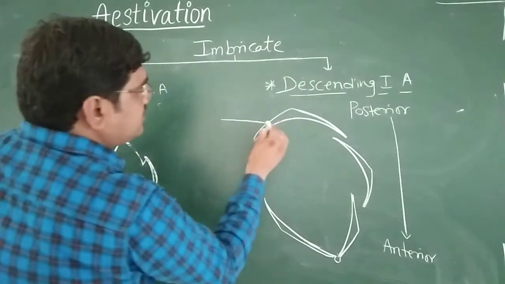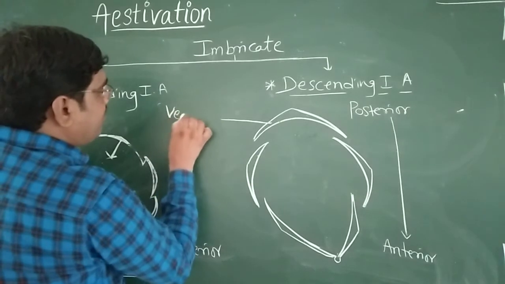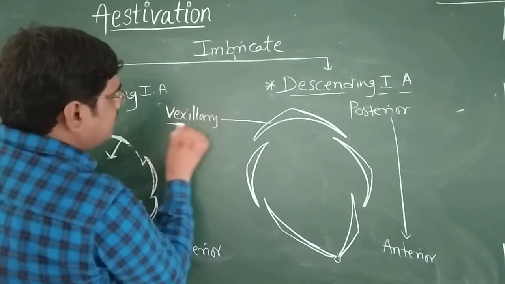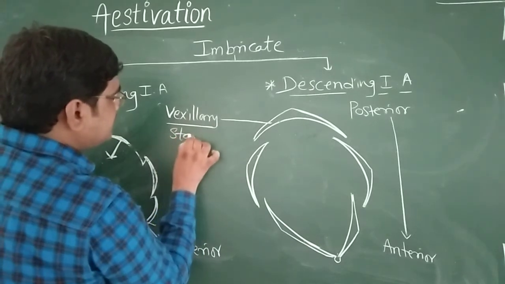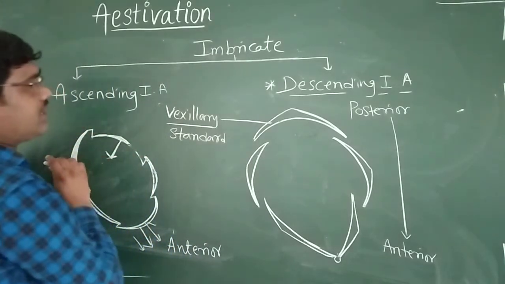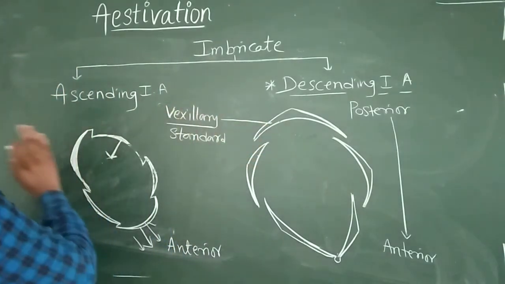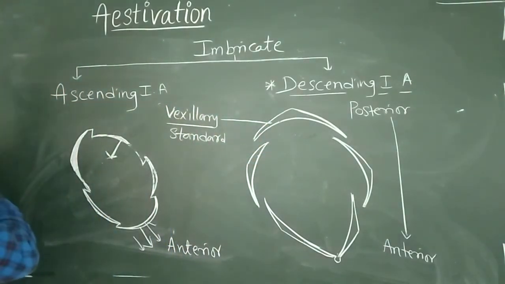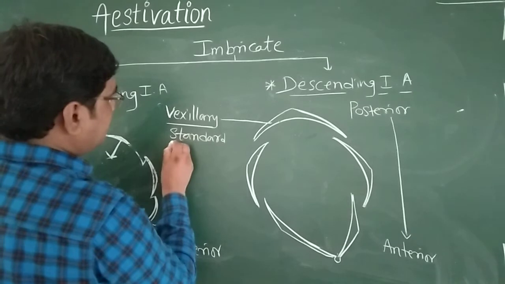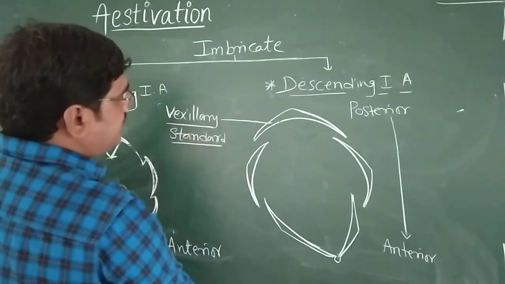This is the largest petal, called the maxillary petal, or standard petal. This is a standard petal. Okay, now. So in a descending imbricate aestivation, the largest petal is called the maxillary petal. So this one is also called the standard petal.